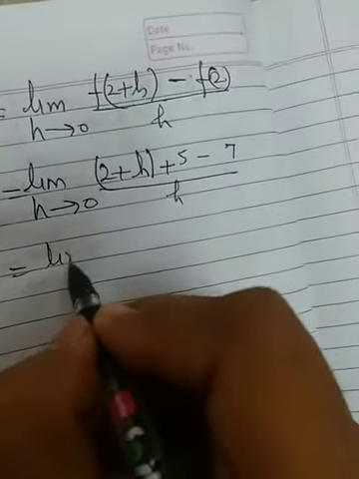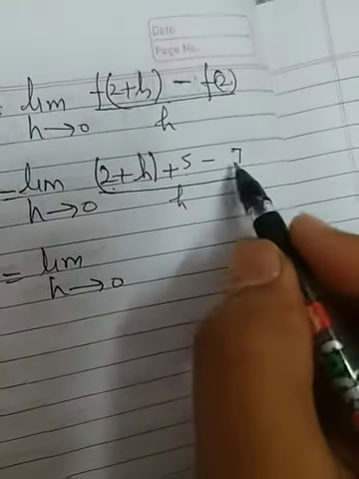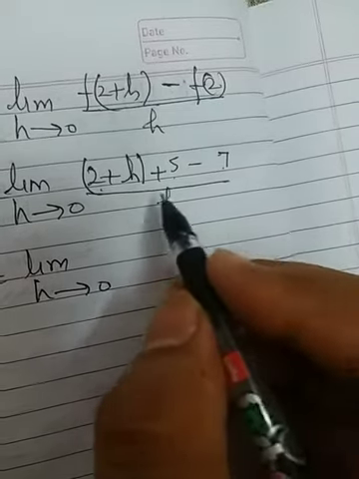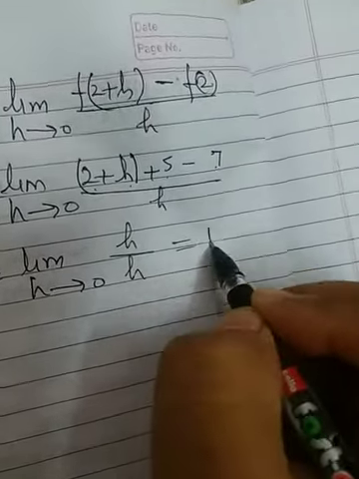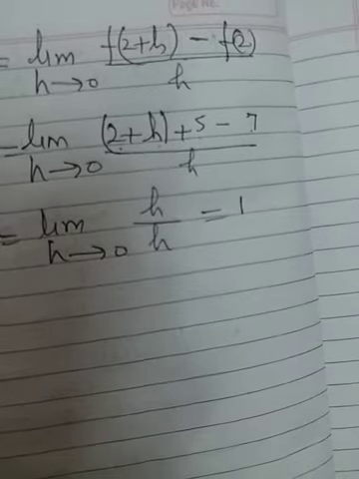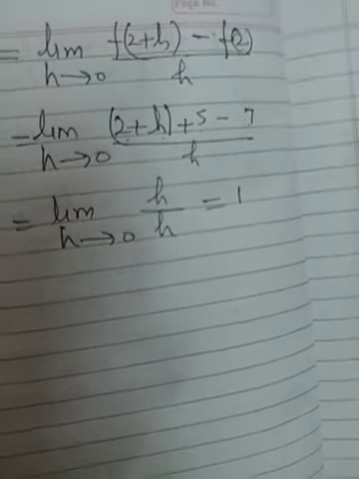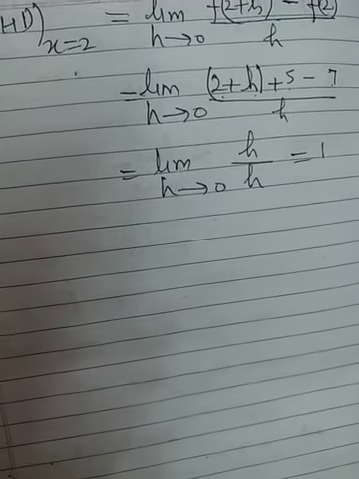So here you will get h tends to 0, 2 plus 5 and minus 7. 7 minus 7 gets cancelled. So we are left with h by h. So the limit is 1. So once again we are finding the left hand limit to be 3, but the right hand limit is 1. Therefore the function is not differentiable at x equal to 2.